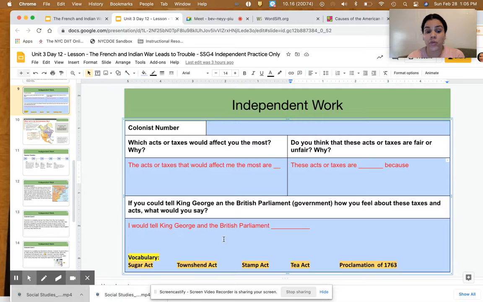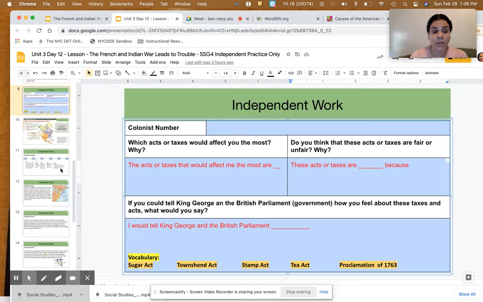I would tell King George and the British Parliament, maybe I would say, try to convince him and teach him about what's going on, right? The relationship between the indigenous people or the Native Americans and the colonists is not good. They're very dangerous. Maybe the British Parliament needs to know this information so that they can understand that they should get rid of this proclamation. I should be able, as a colonist, to live wherever I want.